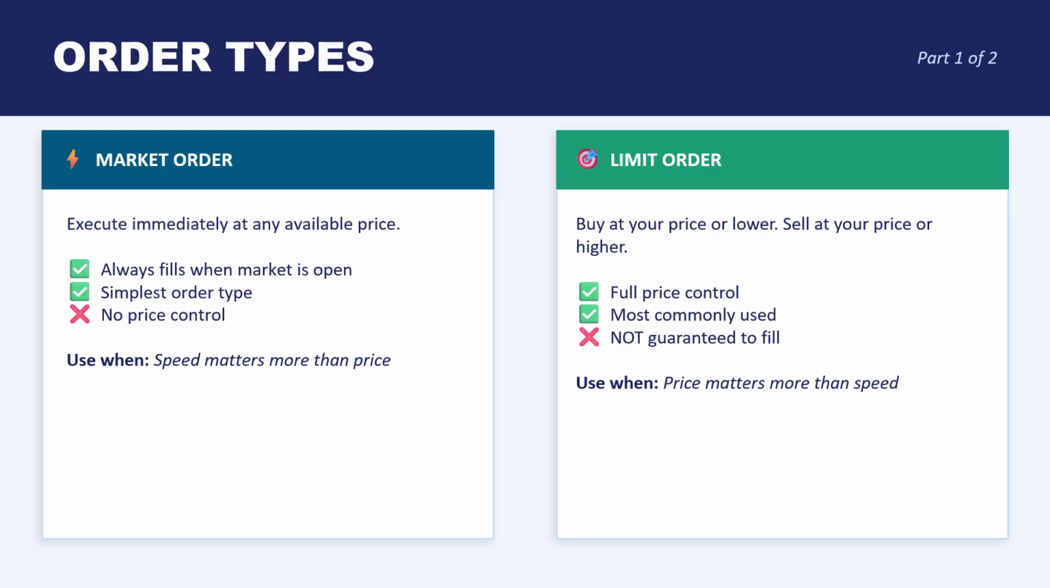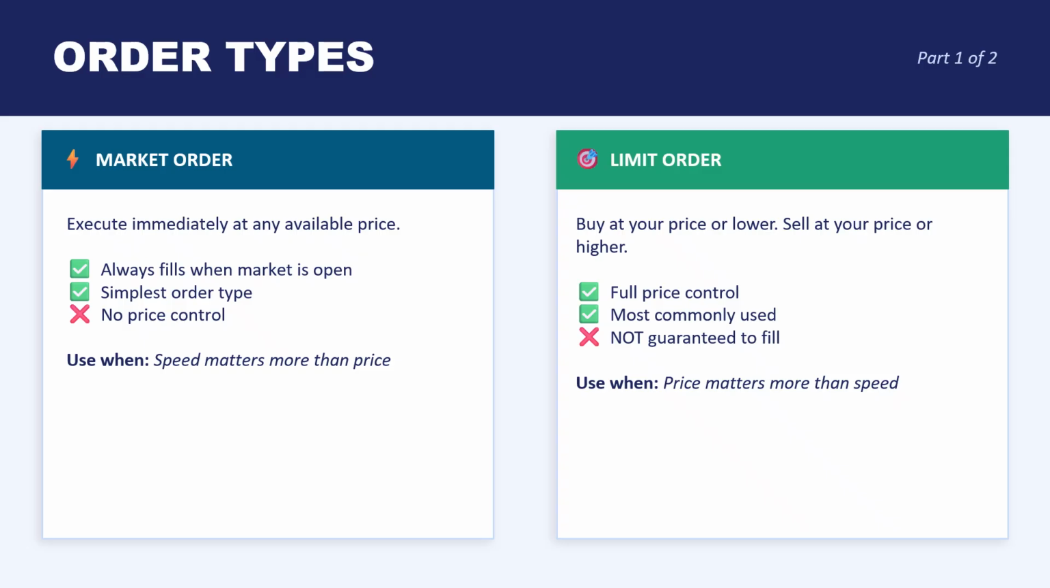Let's take a look at what a market order is. Now, when you put in a market order, it gets executed immediately at the best available price. So if you're buying something at 50 bucks and you say I want to buy it, it may be at 51, 49, depending on how volatile the market is. It always gets filled when the market is open. It's the simplest order type, but unfortunately, as you can see, you don't have any price control. So you should use this when you want to quickly enter and exit a position because speed is more important than the price.